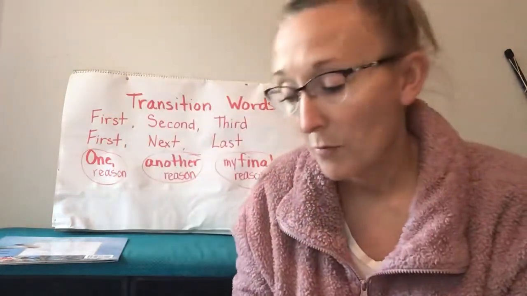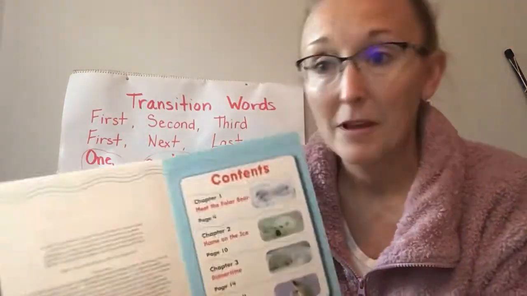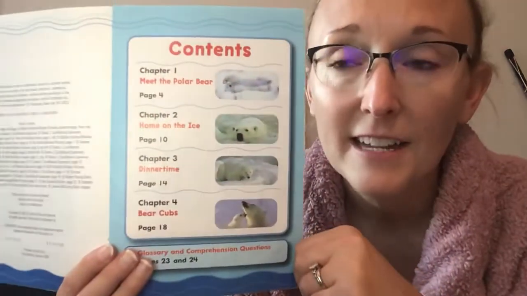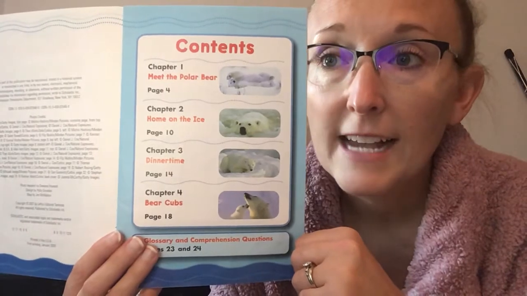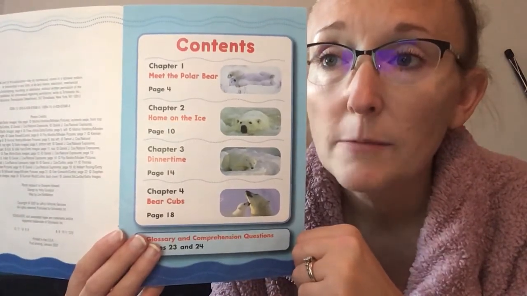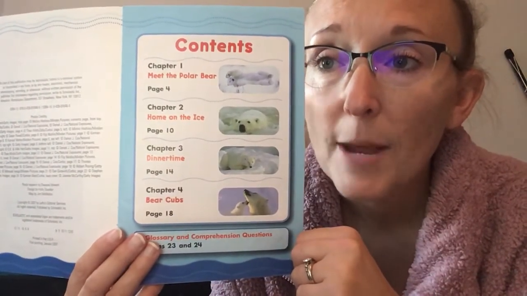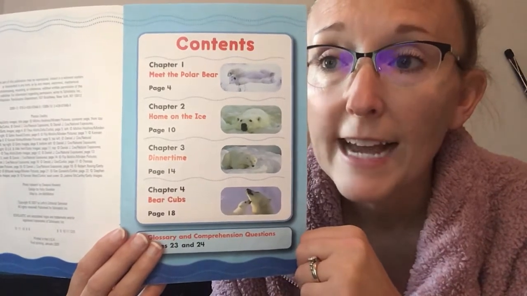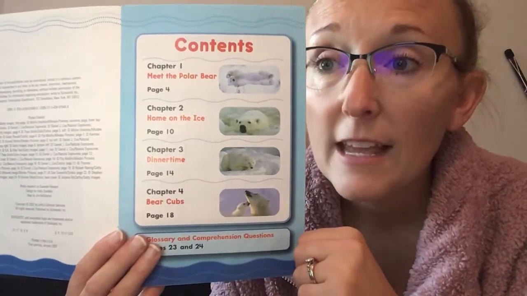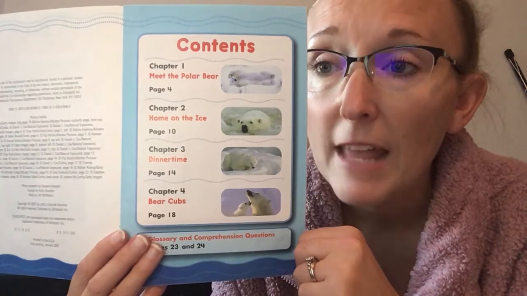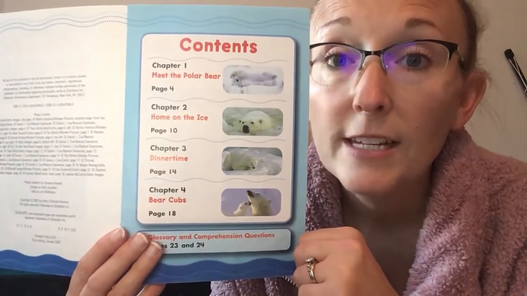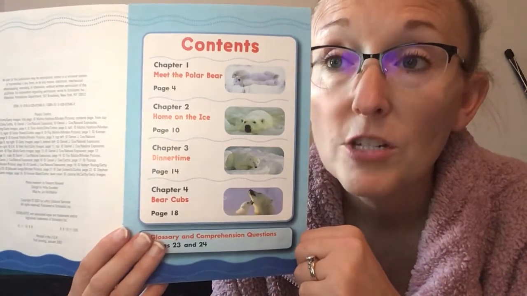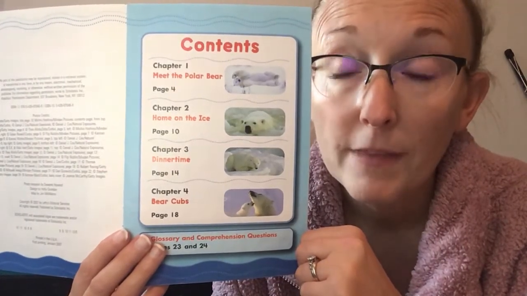So here we go, Powerful Polar Bears. I'm just going to read the first section, but look at this nice table of contents. I really like this one because it's got photos that go with each section. Chapter 1 is called Meet the Polar Bear. Chapter 2 is called Home on the Ice. Chapter 3 is called Dinner Time. And chapter 4 is called Bear Cubs. So I'm only going to be reading chapter 1, which is called Meet the Polar Bear.